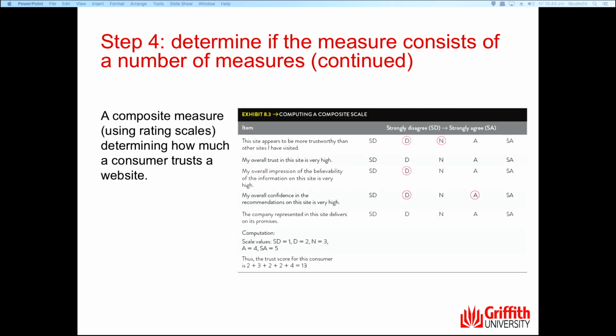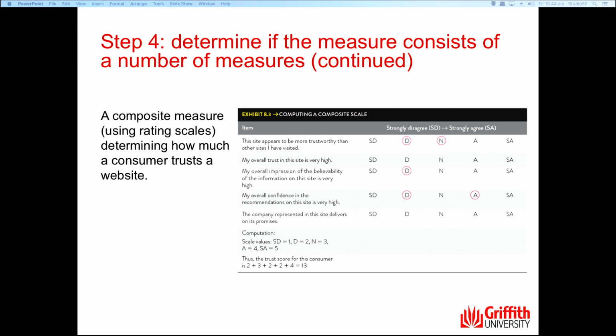Now, once you understand the concept, the definition, and how to measure it, this is an example of a survey measure using a composite measure with rating scales, right? For example, you look at consumer trust of a website. You want to measure that. You've defined what consumer trust on a website is, and how it differs from trust on a brand, for example. So you have to clarify.